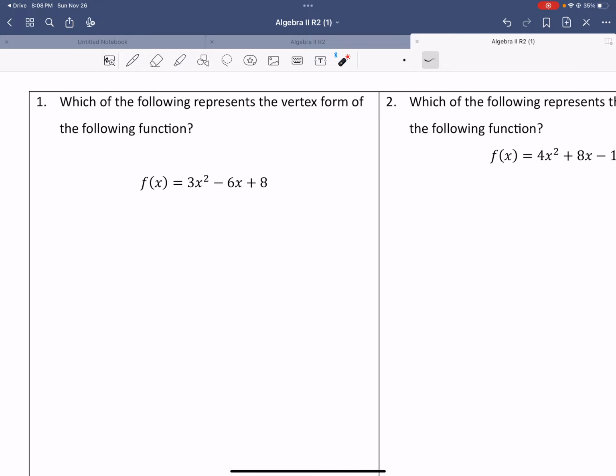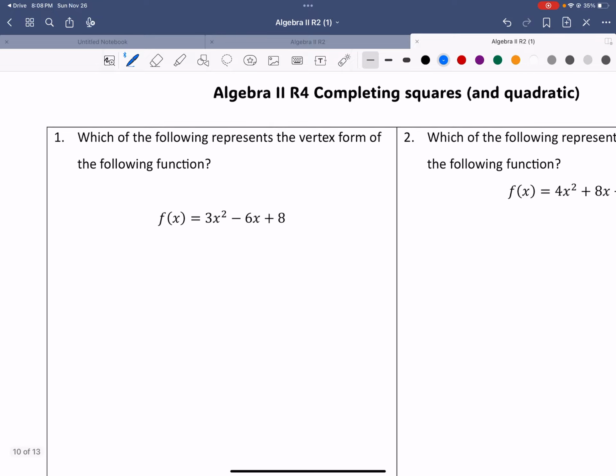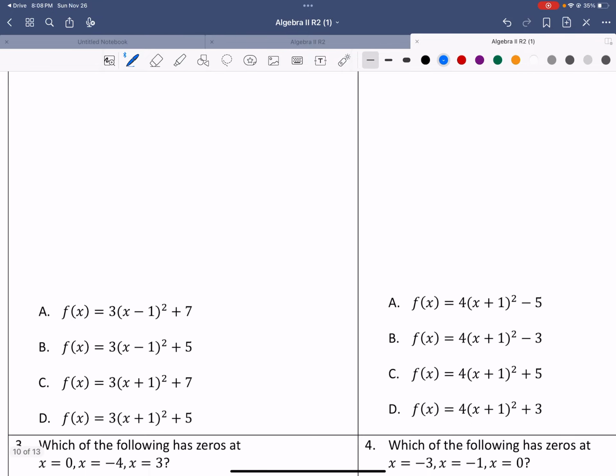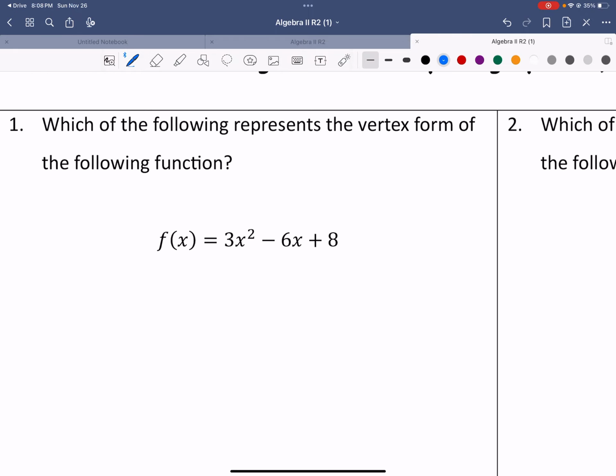It's very simple. This one is straightforward. Which one of these can represent the vertex form of this one? You know this one already. First, you set up the parentheses and you take out the first number in front of x squared. So I'm going to divide each number by 3. So it's going to be 3(x squared minus 2x plus 8).